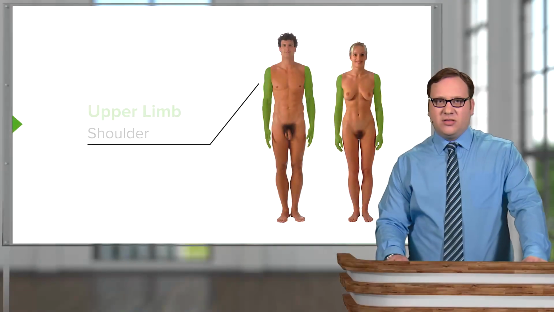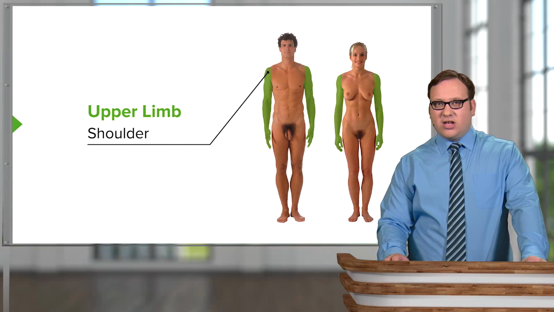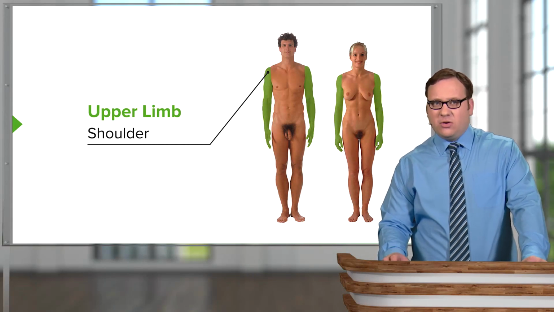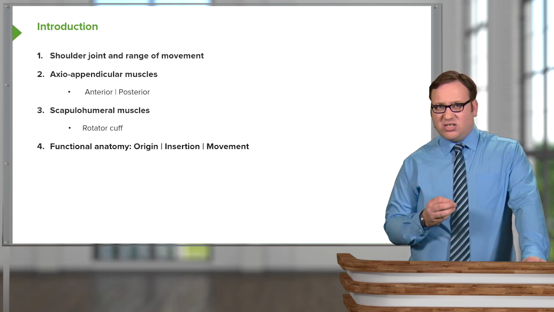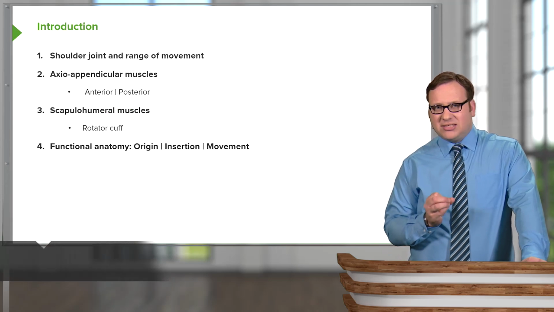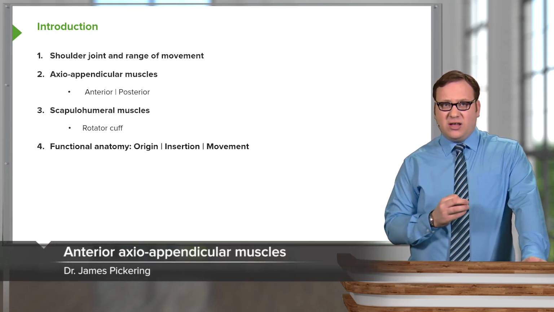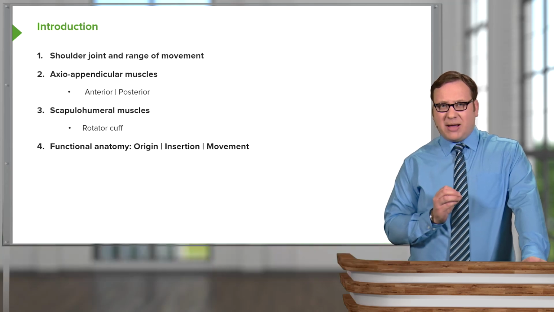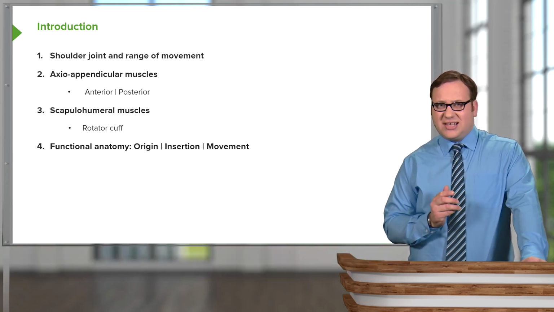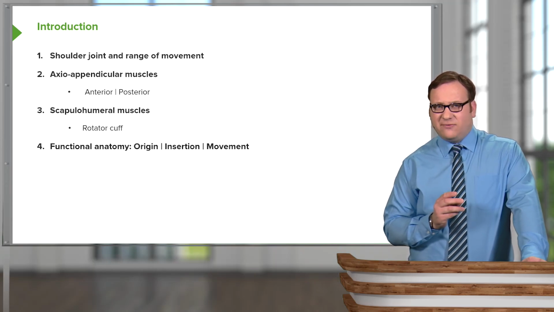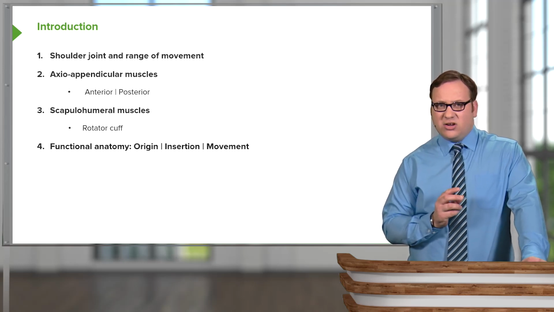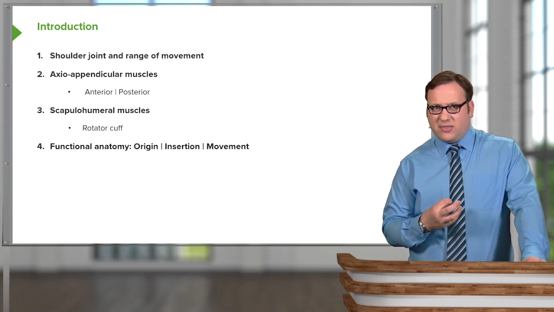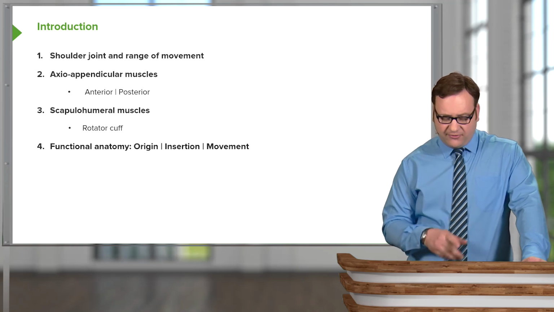In this lecture, we're going to look at the shoulder region, specifically the axio-appendicular and the scapulohumeral muscles. So we're going to look at the shoulder joint and its range of movement, and specifically how the muscles enable the shoulder to move. The anterior and posterior axio-appendicular muscles. We'll then look at the scapulohumeral muscles and how some of these form the rotator cuff coming from the scapula to the humerus. We'll then look at the functional anatomy of these with their origin, insertion, and the movements that they can allow the shoulder to perform.